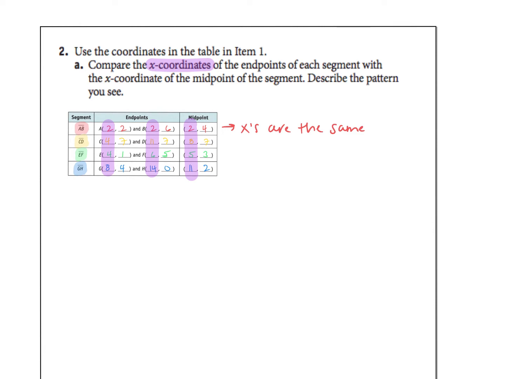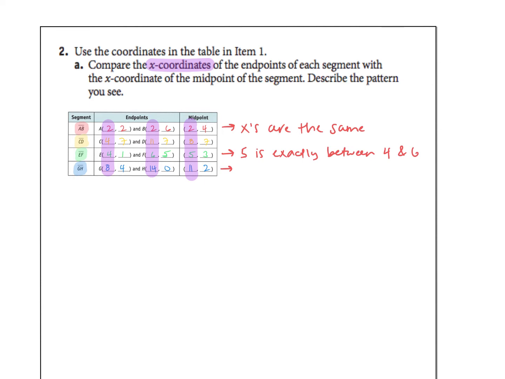But let's try to use some logical reasoning. If we look at EF, we can see that 5 is exactly between the other endpoints' x values, 4 and 6. Well, what if it's a little bit harder to see that, right? What if we're looking at 8 and 14? Maybe the idea that I have for 4 and 11 from CD is the same as 8 and 14 for GH.